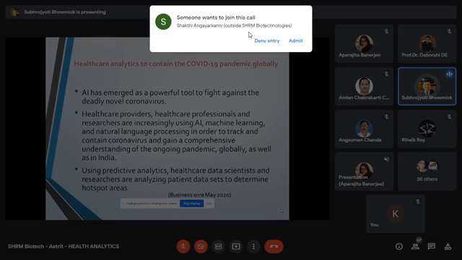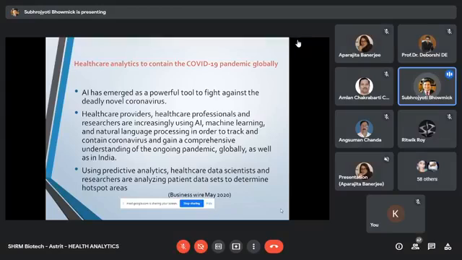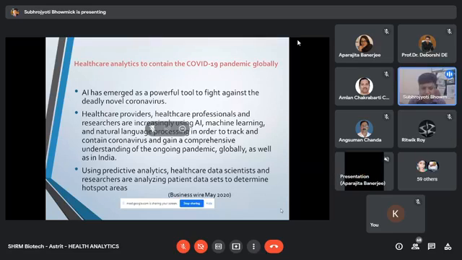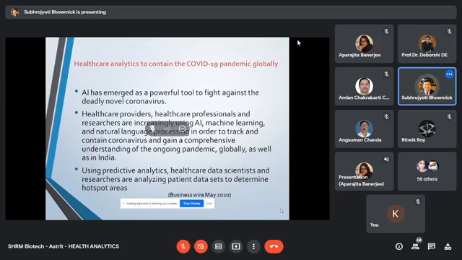So I definitely see that AI-driven solutions in COVID-19 are going to be the future in this country. And predictive analytics, I'm sure Dr. Chakrabarti is going to talk about the different kinds of healthcare analytics tools. Predictive analytics is one of the healthcare analytics tools that will help healthcare data scientists and researchers to analyze the patient data which we currently have in Peerless.